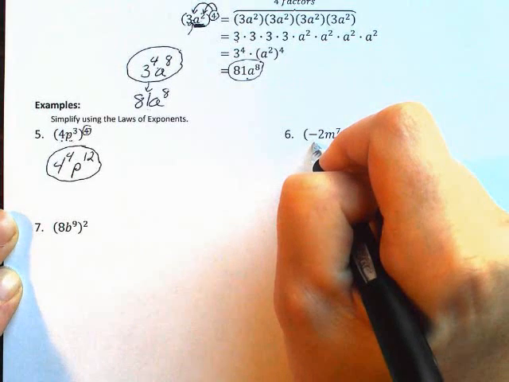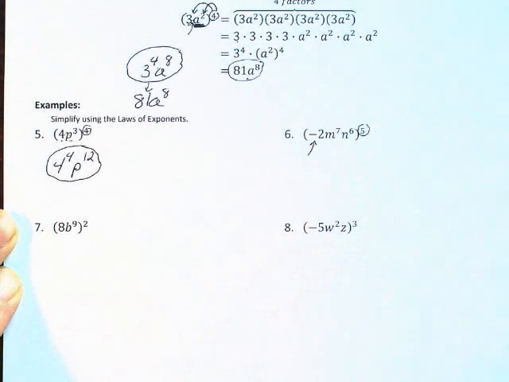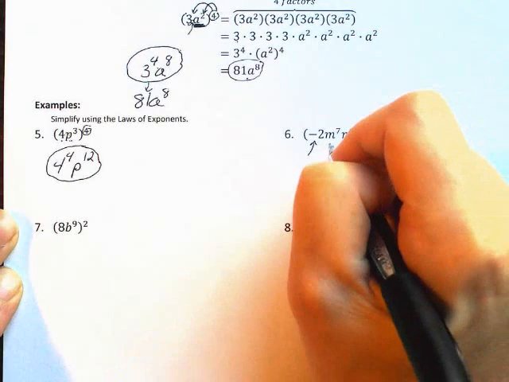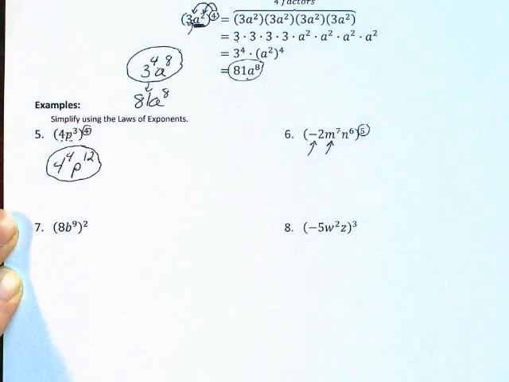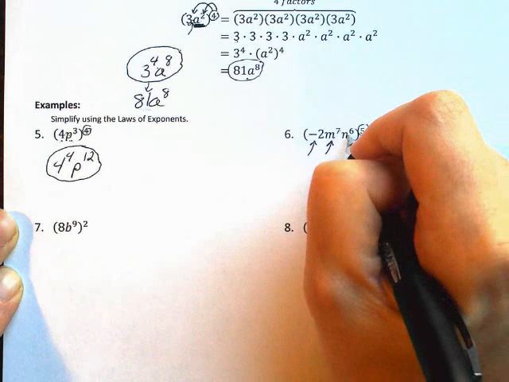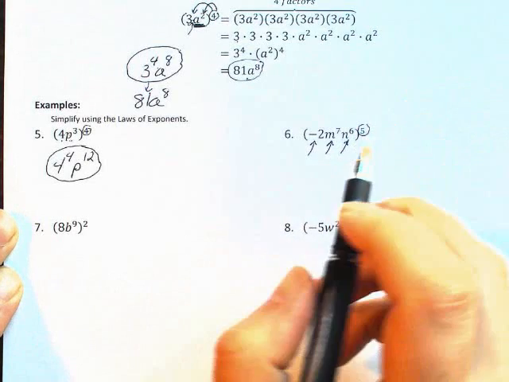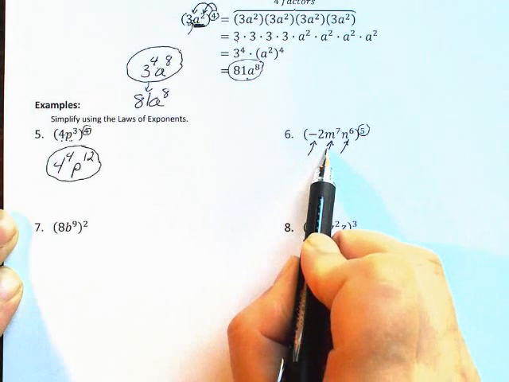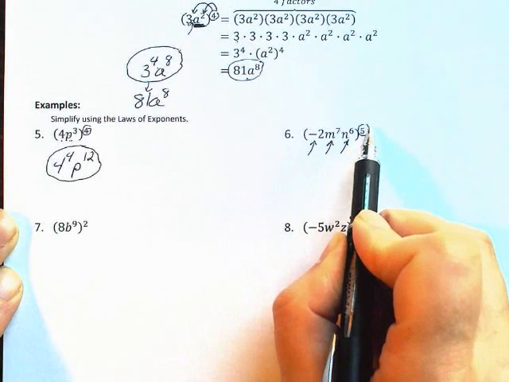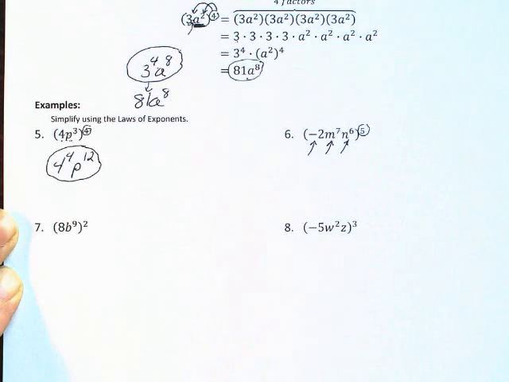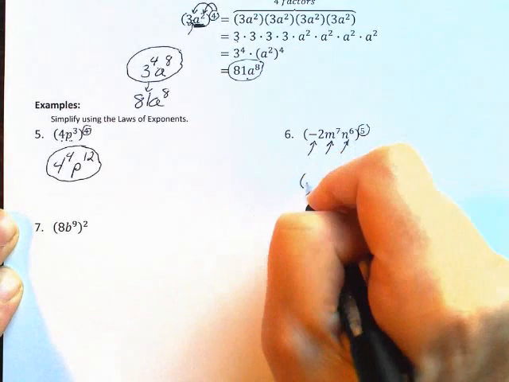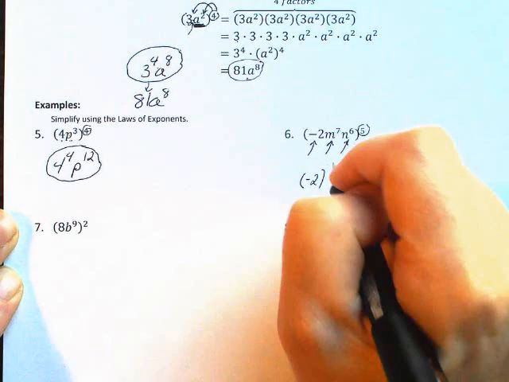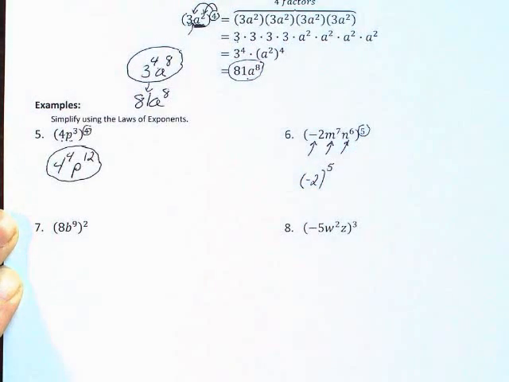The first factor in the parentheses is -2. The second factor in the parentheses is the m to the 7th power. And the third factor in the parentheses is the n to the 6th power. Raise each of these things to the 5th power is the idea that we're working with. So let's start with -2. We want to take -2 and raise to the 5th power.